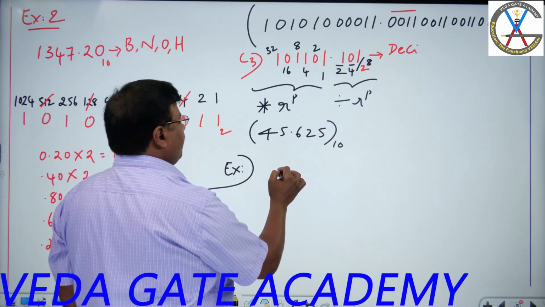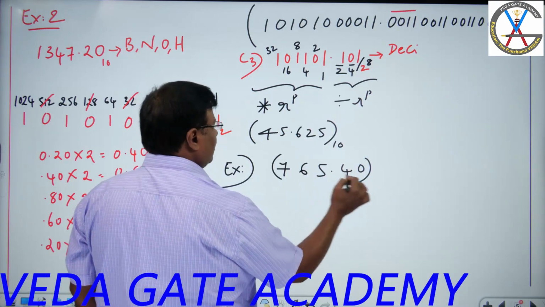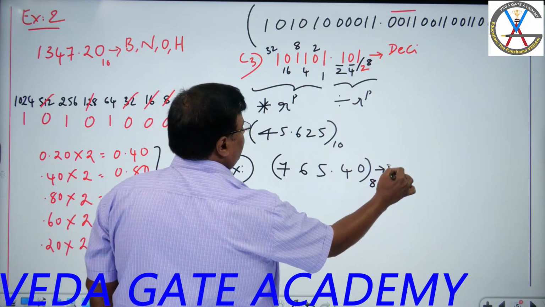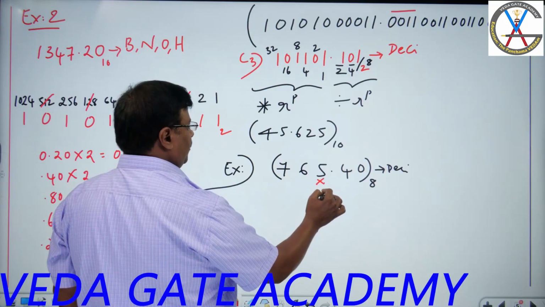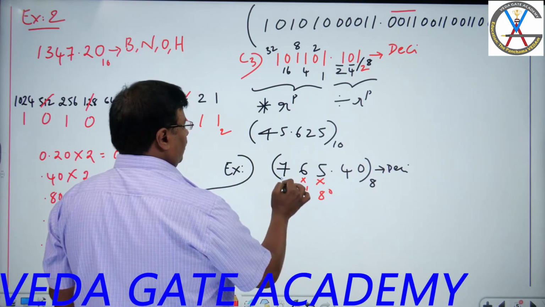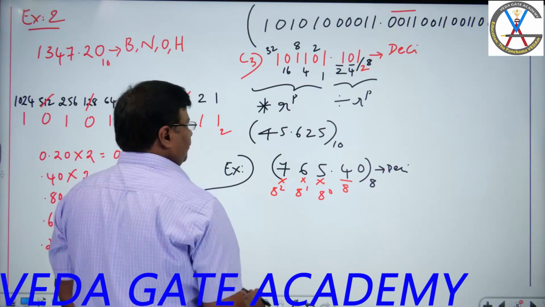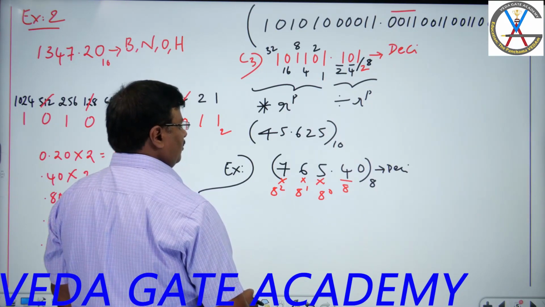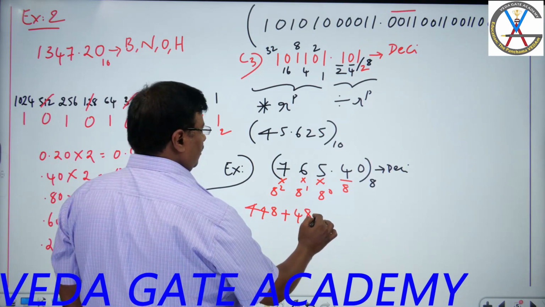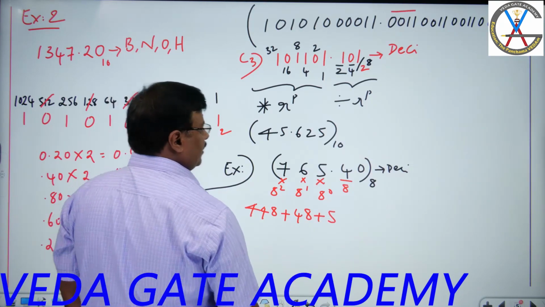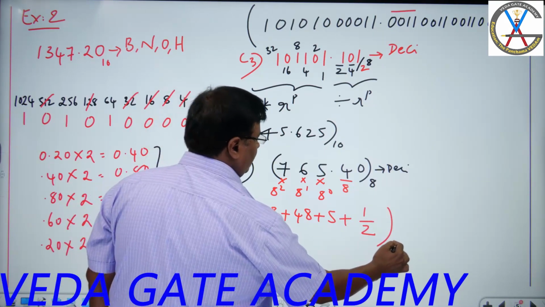Let me take 765.40 in base 8, to decimal. The fastest way is to apply the base 8 weights: 8 power 0, 8 power 1, 8 square, and for the fraction, divide by 8. 0 by something is 0. 7 into 64 is 448. 448 plus 48 plus 5, plus 1 by 2 is 0.5. Over, and the base 8 answer is ready.